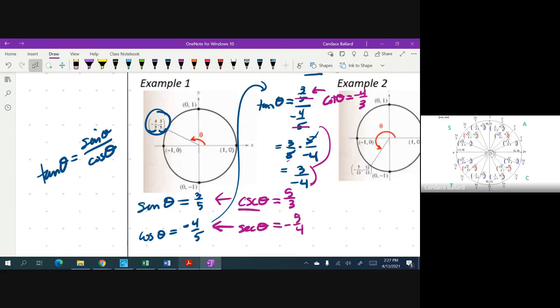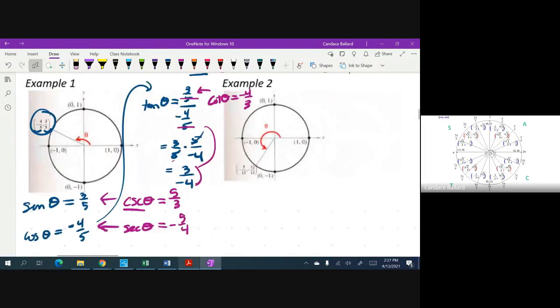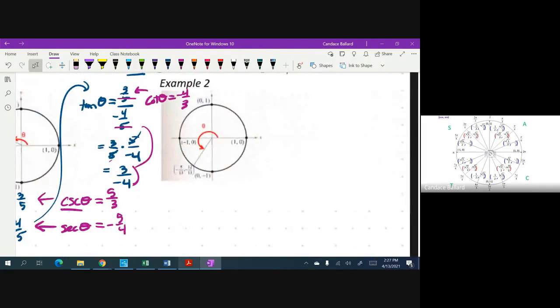Okay, let's take a look at example 2. Example 2 is more of the same. I'm going to ask for a little bit more help this time. We're going to do our sine, our cosine, and our tangent to start. So here is our point right here.